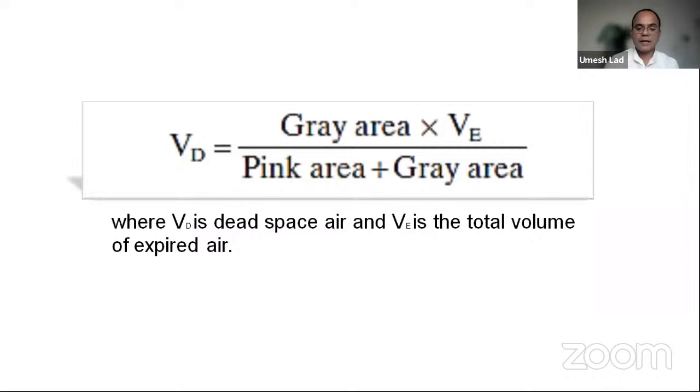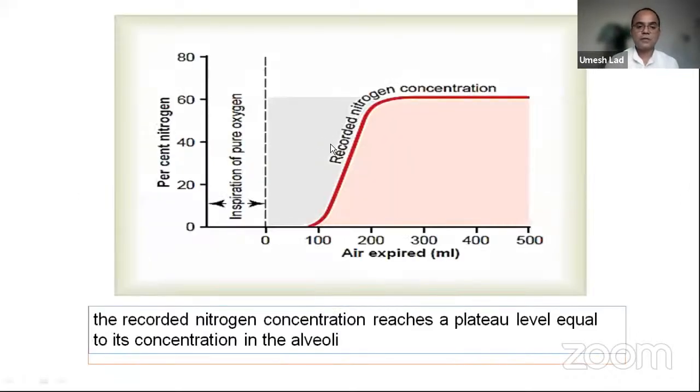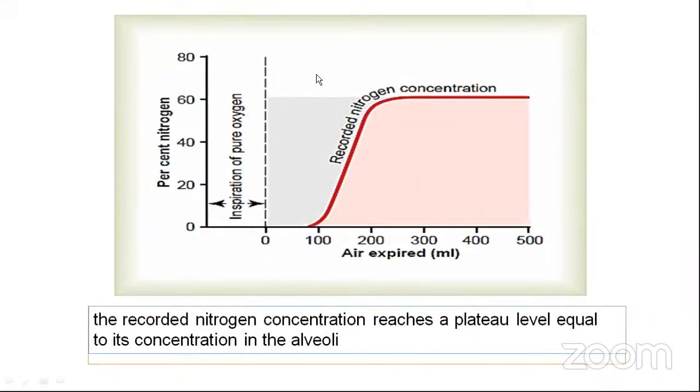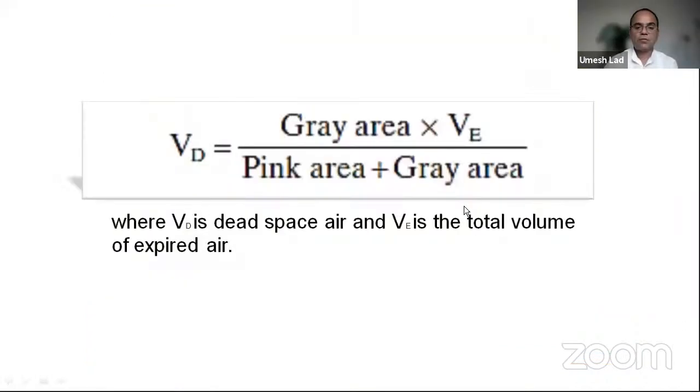So there were gray areas and pink areas. Here this is the gray area, this is the pink area, and this is the total volume of air that is expired. So by this, the gray area multiplied by VE divided by pink area plus gray area. This is the calculation which you can practice by taking some numbers on your own.